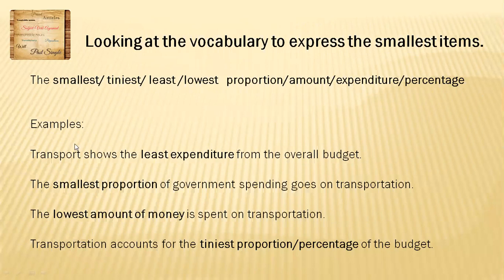So here are some examples. Transport shows the least expenditure from the overall budget. The smallest proportion of government spending goes on transportation. The lowest amount of money is spent on transportation. Transportation accounts for the tiniest proportion or percentage of the budget.